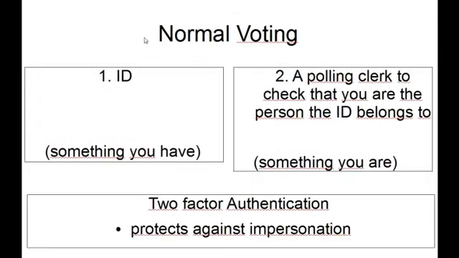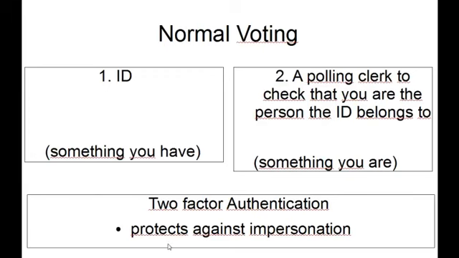So if you look at any normal kind of paper ballot or method of voting, there are still 2 factors that you need to authenticate yourself. The first is ID, and the second is that a polling clerk will check that ID is actually yours. So if you have ID, but it's not yours, you can't vote. And if you don't have ID, you can't vote.